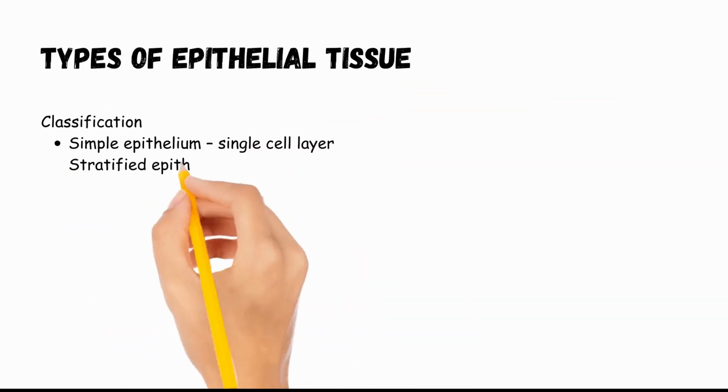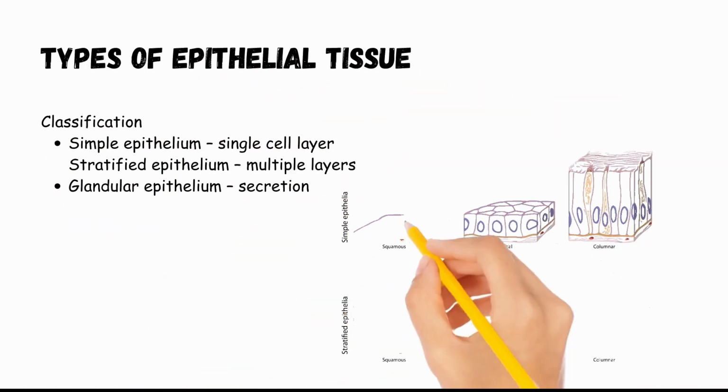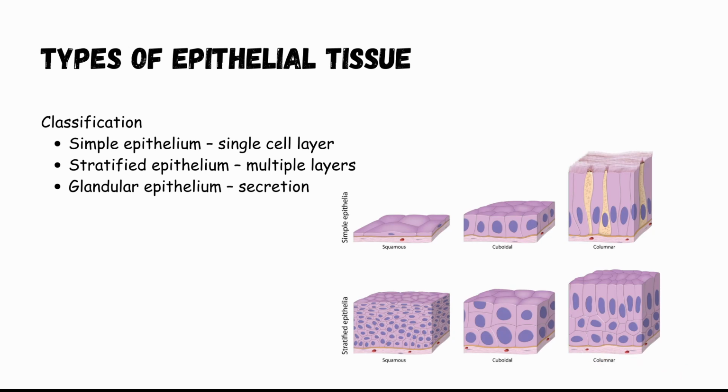Epithelial tissue is classified based on the number of cell layers and cell shape. Simple epithelium consists of a single layer of cells and is mainly involved in absorption and filtration. Stratified epithelium consists of multiple layers and provides protection. Glandular epithelium specializes in secretion. Each type is adapted to perform specific functions.